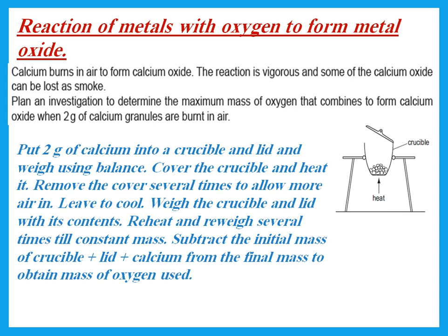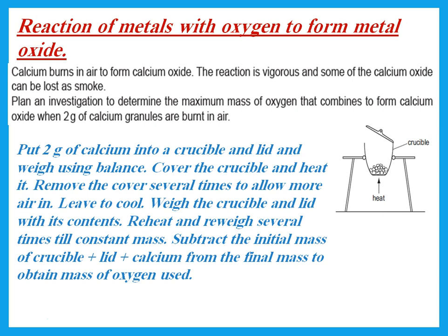We're going to put 2 grams of calcium into a crucible and lid, and weigh using a balance. So we're weighing the crucible and lid and calcium. Cover the crucible and heat it. Remove the cover several times to allow more air in. So one question is, why are we covering the crucible? Why don't we just leave it? Because the reaction is vigorous and we don't want to lose some of the calcium oxide. So why are we removing the cover several times? We remove the cover and then we put it back. Why? To allow more air in. So I want as much oxygen to react with the calcium as possible.